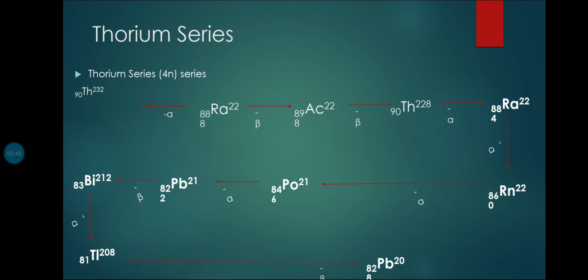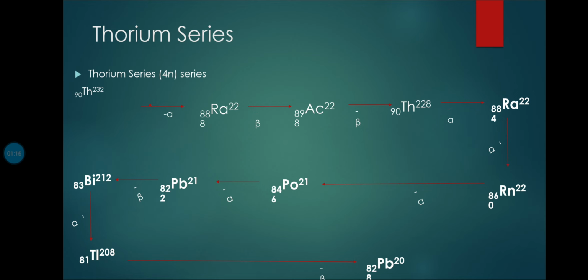because when 232, the mass number, is divided by 4, the remainder is 0. So it is called 4N series. Thorium 232, it emits an alpha particle.